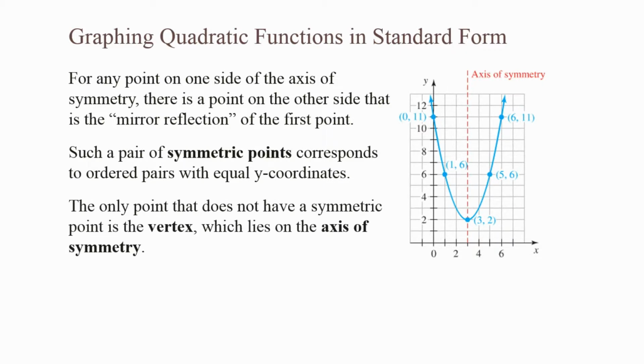The only point that does not have a symmetric point is the vertex, which lies on the axis of symmetry. The vertex for this graph is (3, 2), and the axis of symmetry goes through the vertex.